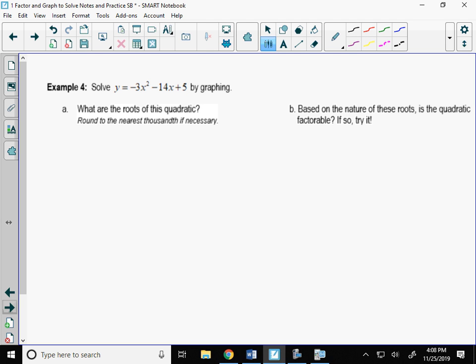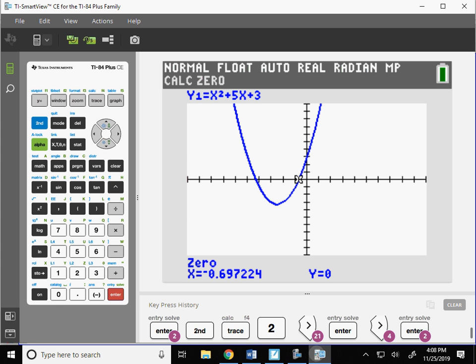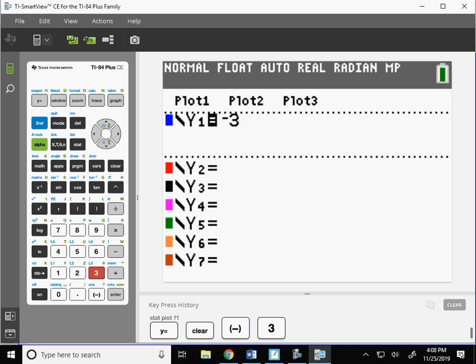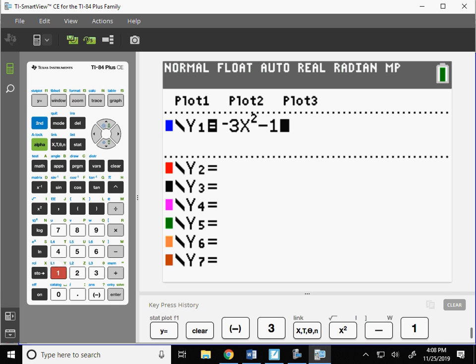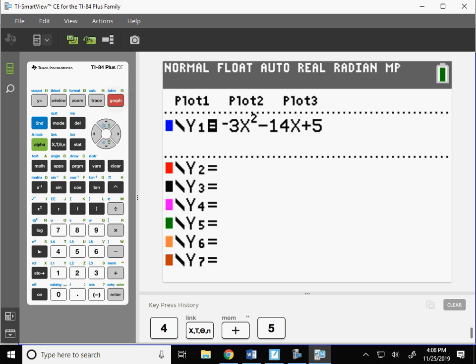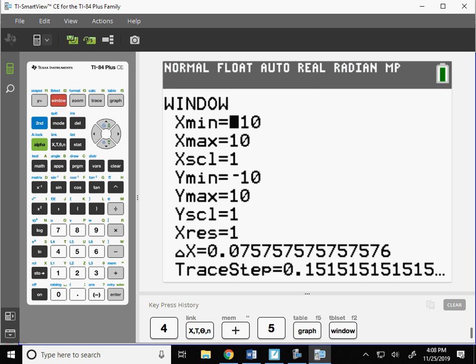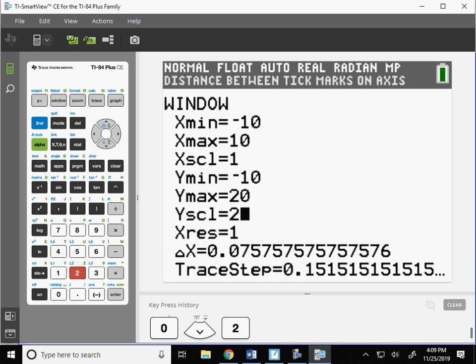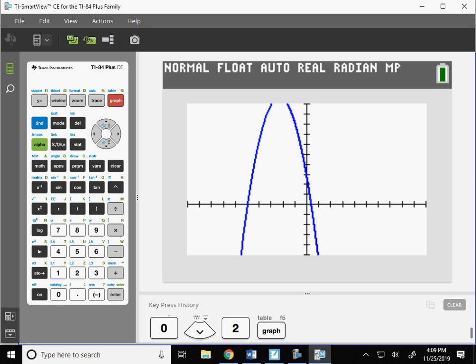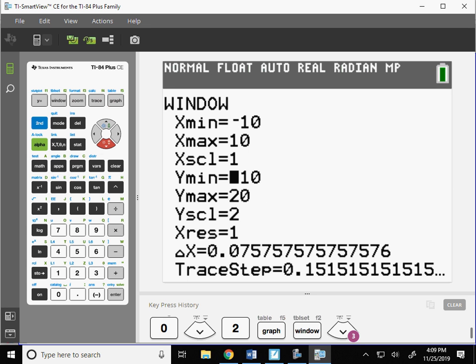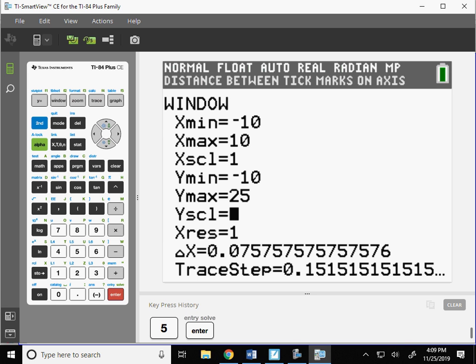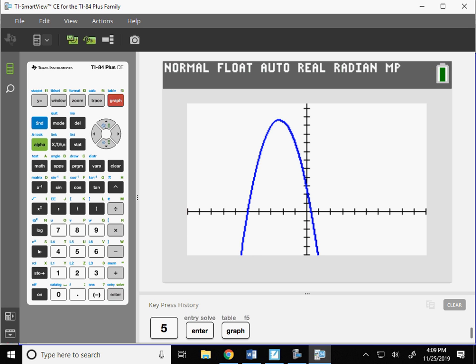All right. Number 4. Solve negative 3x squared minus 14x plus 5 by graphing. So we're going to type that just like the last time into our calculator. So negative 3x squared minus 14x plus 5. Hit graph. All right, now I cannot see the top of the graph. That's okay. We can change our window. We know how to do that. Let's change our y maximum. Let's change it to 20. Go by 2s. That way we can at least see. Oh, can't quite see it still. 25. Yeah, that's better. All right, so now I can see my x-intercept.